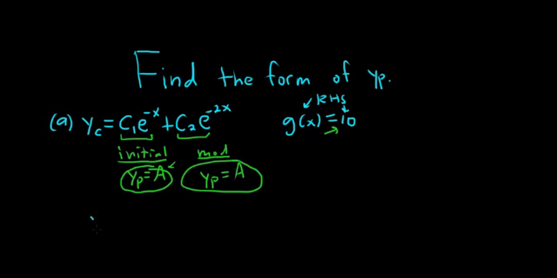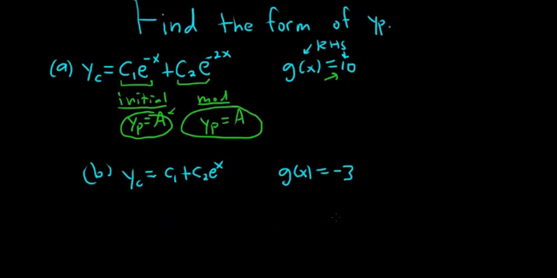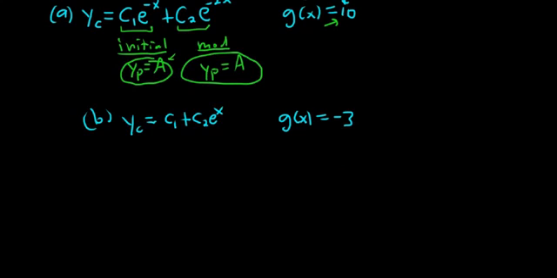Let's do another one, b. What if we had yc equals c1 plus c2 e to the x? That would be the complementary solution, the solution to the homogeneous equation. And now the right-hand side of our DE, in this case, is negative 3. Again, the first thing you do is only look at the right-hand side of the DE, which we're calling g. So the initial guess is going to be the same as before, because it's a constant. So yp is equal to a constant.